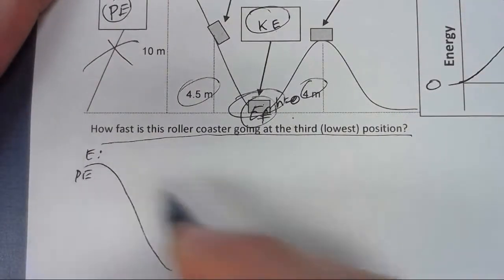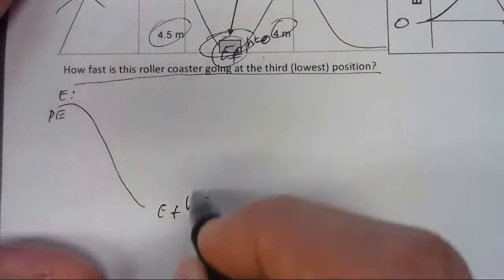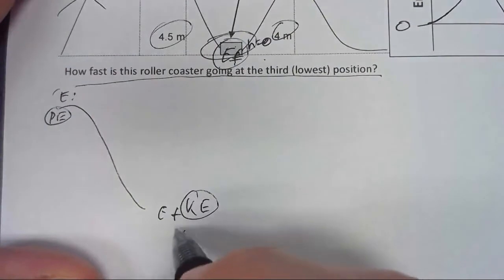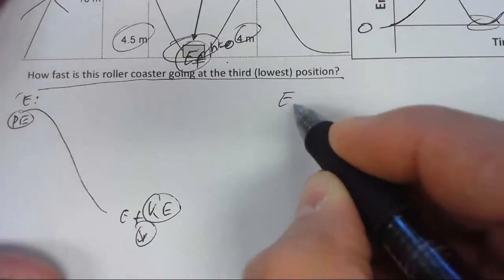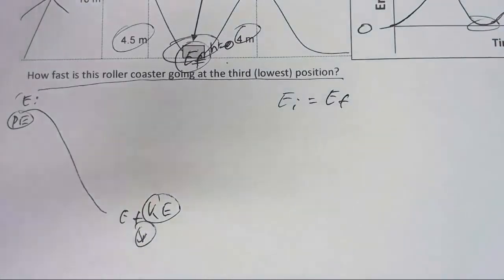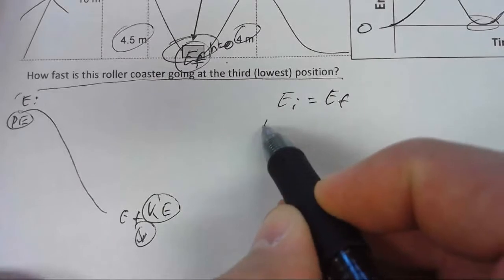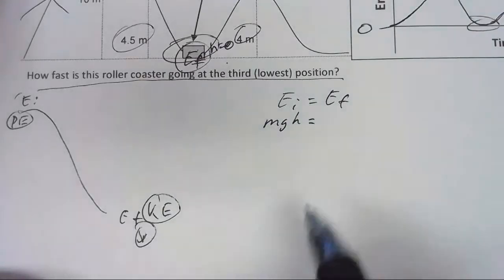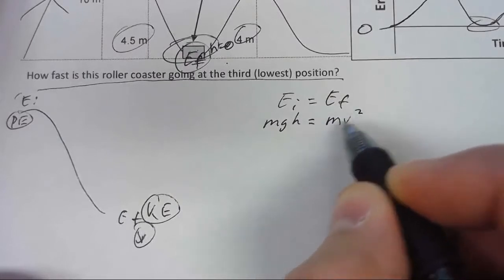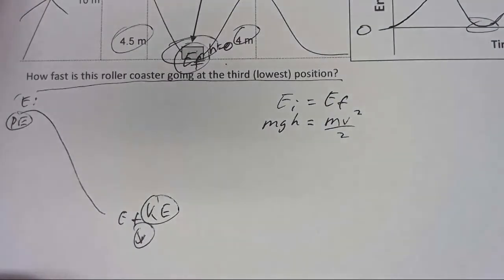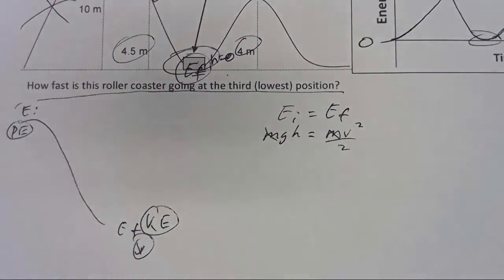I know the top is potential. I know the bottom is kinetic. Right? And we want to know the speed at the bottom. So, simple problem, conservation of energy problems always start the same way. EI equals EF. We decided EI was potential energy, so the formula for potential energy goes here. We decided EF is kinetic energy, so the formula for kinetic energy goes there. And once again, just like always, we don't need the mass. They don't give us the mass anyway.